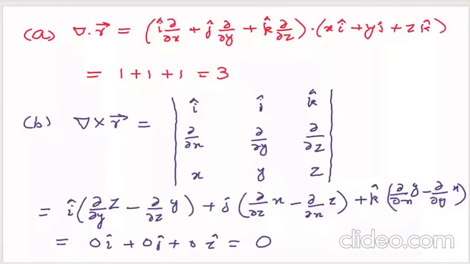So you need to take the divergence of R. The del operator is written as i del by del x and so on, and you have to take the dot product with the vector R. You can easily do it just taking the dot product and differentiating the corresponding terms. Each term will give you 1, so the overall result will be 3.